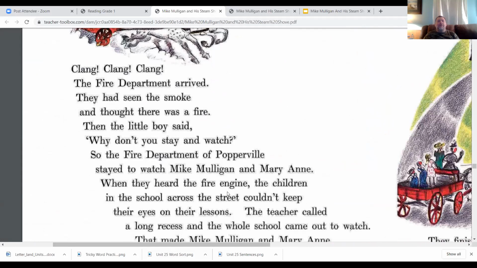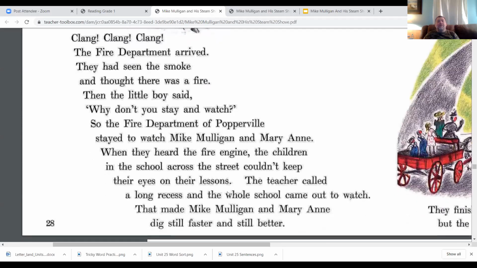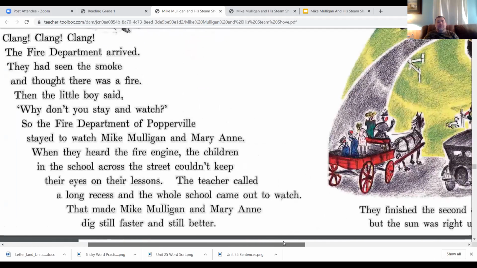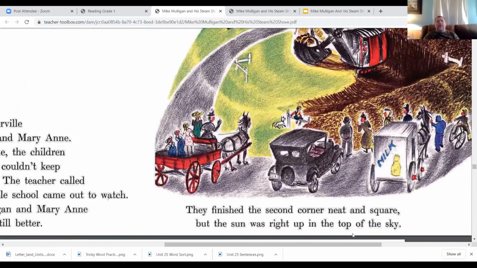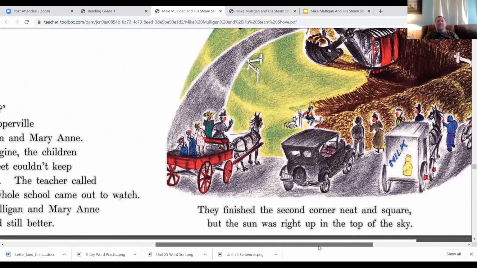When they heard the fire engine, the children in the school across the street couldn't keep their eyes on their lessons. The teacher called a long recess, and the whole school came out to watch. That made Mike Mulligan and Mary Ann dig still faster and still better. They finished the second corner neat and square, but the sun was right up in the top of the sky.